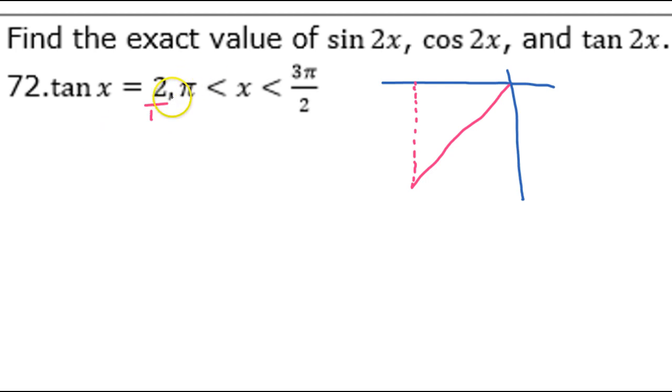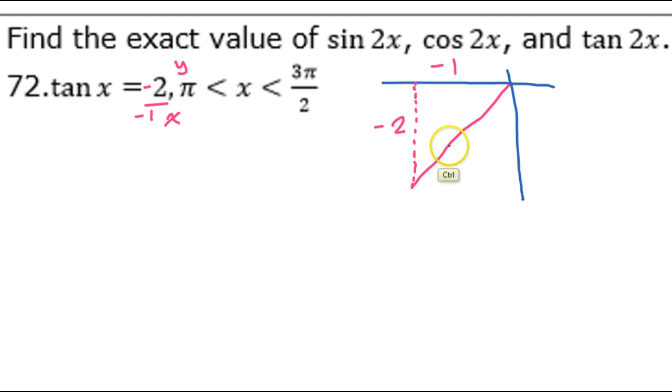So if the tangent is 2, in terms of x, y, and r, tangent is y over x. So that means that I'm going to have the y value of 2 and an x value of 1. Except guess what? Because this 2 is down, it's really a negative 2. And because this 1 is to the left, it's really a negative 1. Okay, so you can think of this as being negative 2 over negative 1.